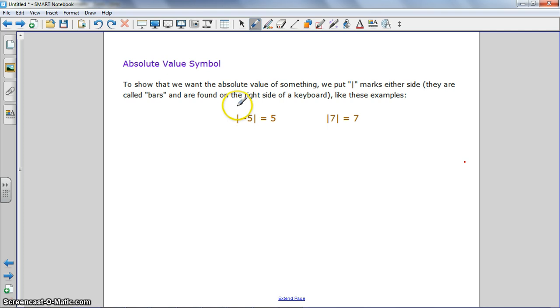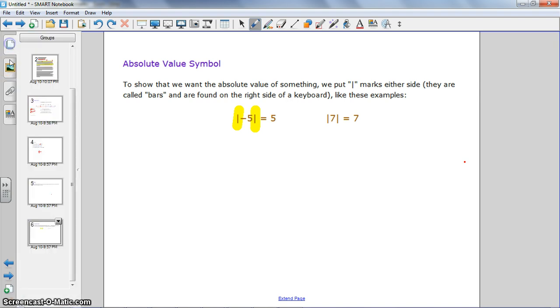And then here's the absolute value symbol. You just use this little mark here. I'll highlight it. That line there on both sides, and it's straight up and down, versus some people get it confused with the parentheses like that. It's not like that. It's straight up and down. That means absolute value. So the absolute value of negative 5 is 5. Absolute value of 7 is 7.